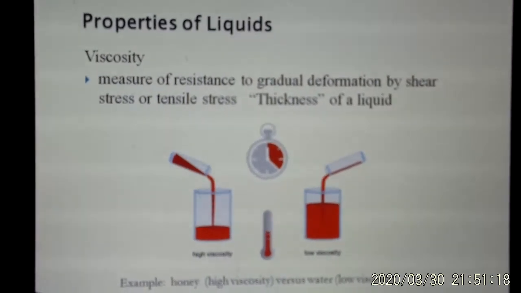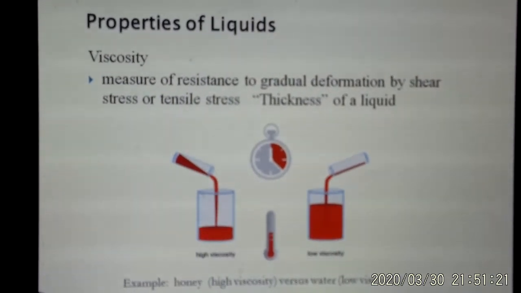What about other properties of liquids? There's one called viscosity. Viscosity is the measure of resistance to gradual deformation by shear stress or tensile stress. So when you're pouring your liquid, it's got to flow past itself, and that's the shear we're talking about. Essentially, another term is the thickness of a liquid. The thicker it is, the more viscous.